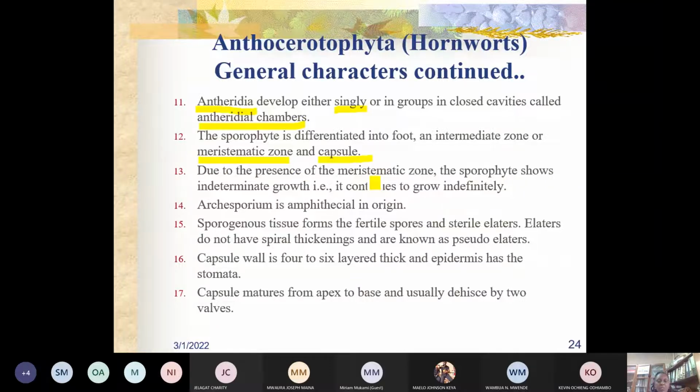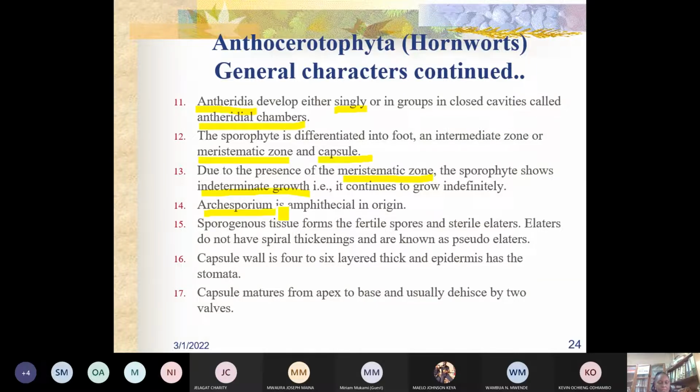Now, due to the presence of this zone, the sporophyte seems to grow. It can grow quite tall. So it continues to grow. So it has what we call indeterminate growth. It continues to grow.